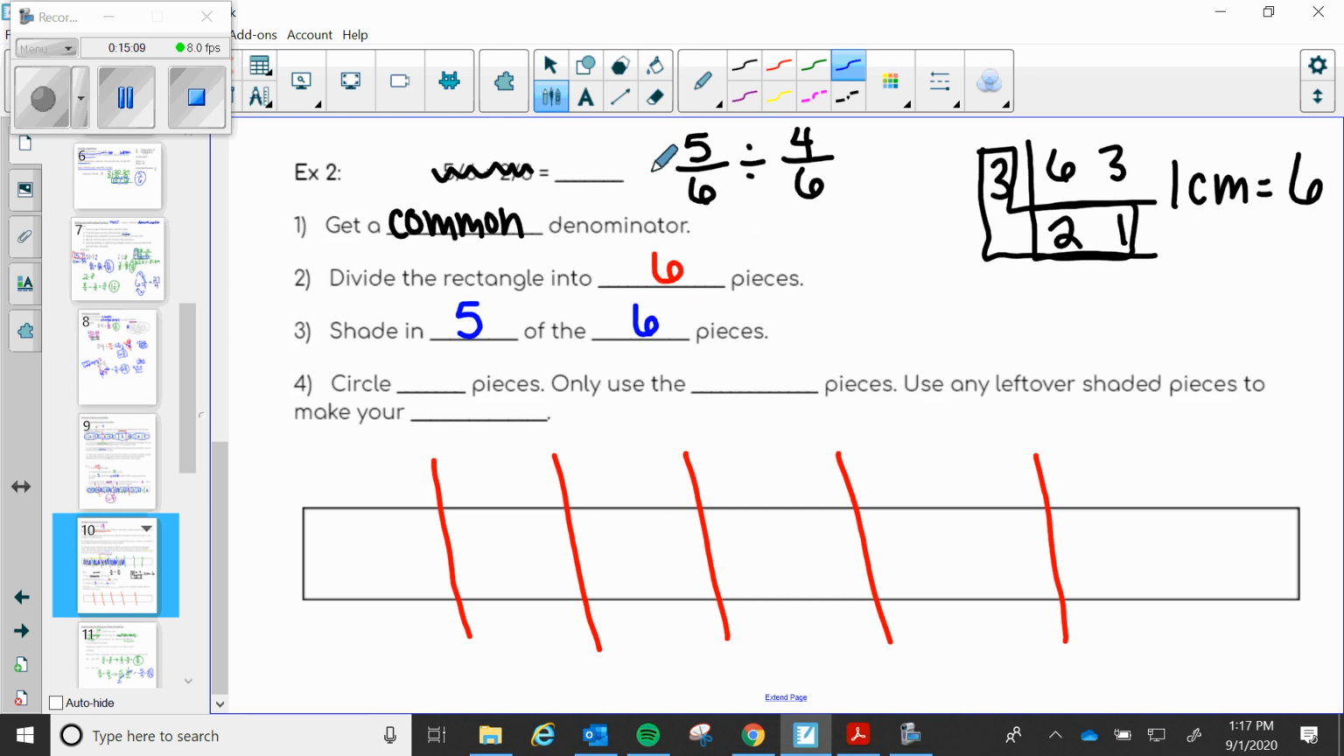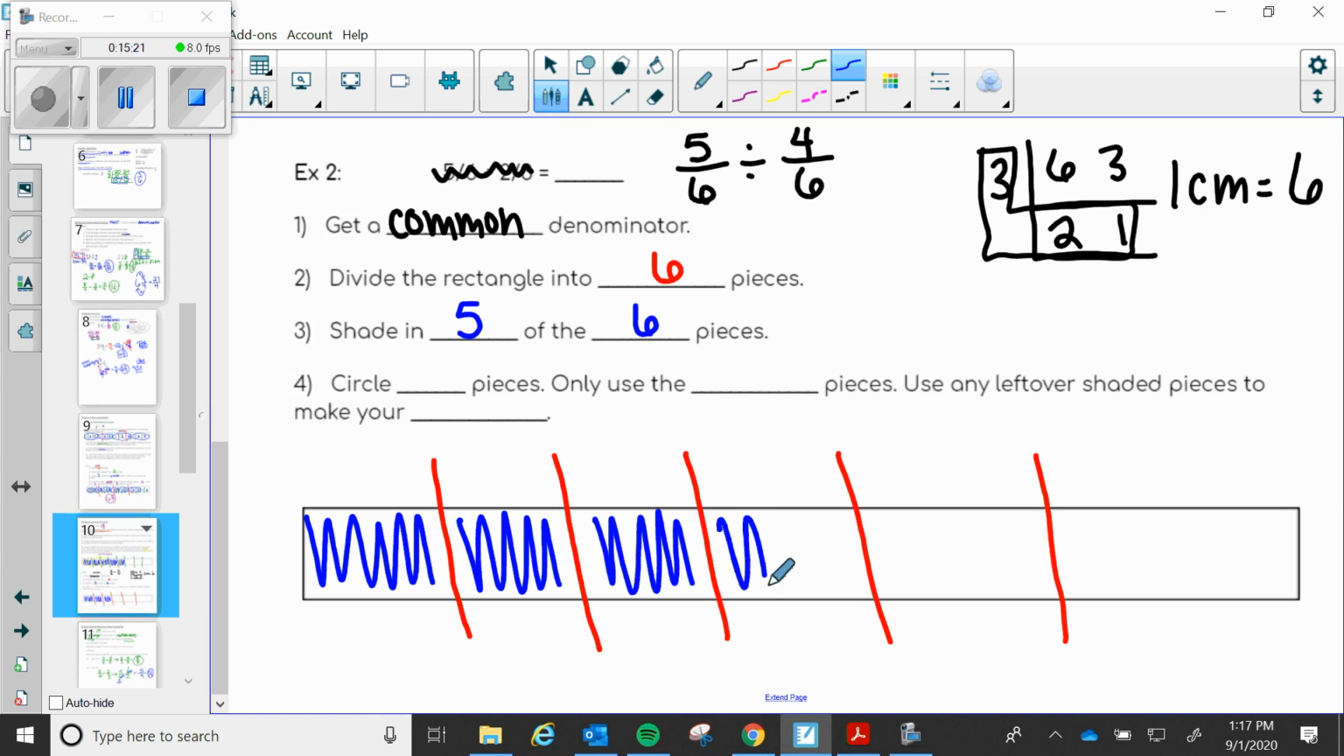Now for step 3, we're going to shade in 5 of the 6 pieces. We get that from our first fraction, okay? Our dividend. That's where we get that number from. So we're going to shade in 5. 1, 2, 3, 4, 5. Perfect. And now we're going to circle how many pieces? 4. We're only using shaded pieces. Remember, we can ignore our blank pieces, which in this case is only 1.